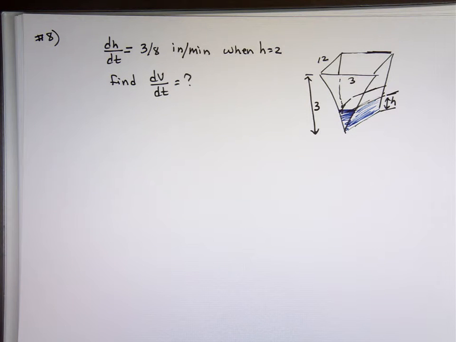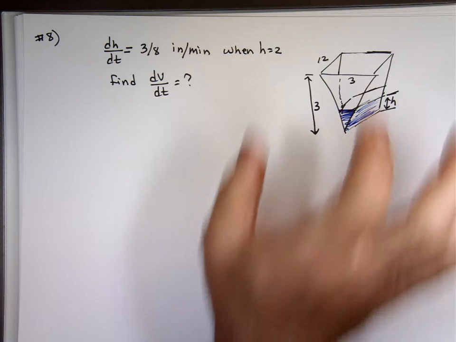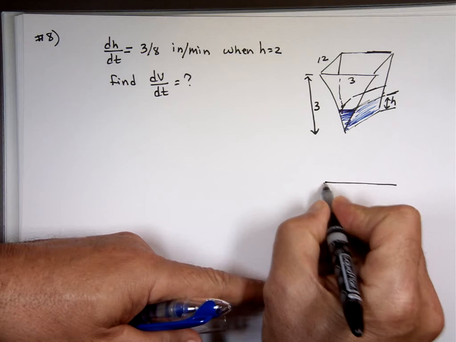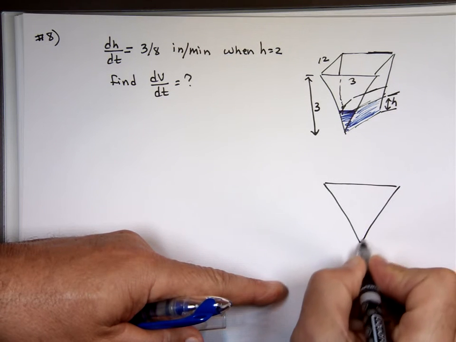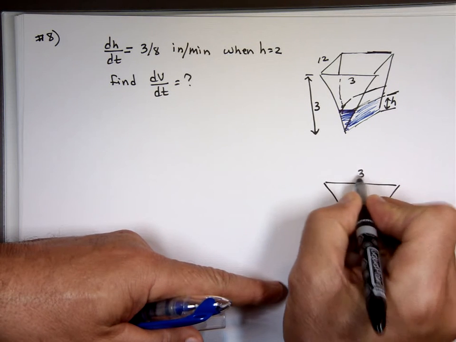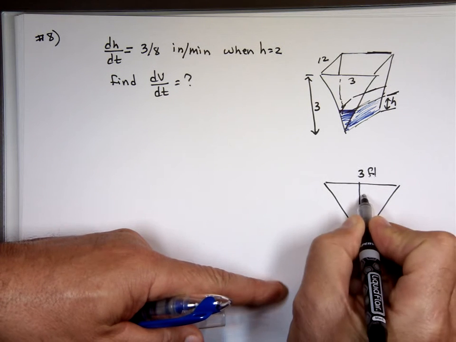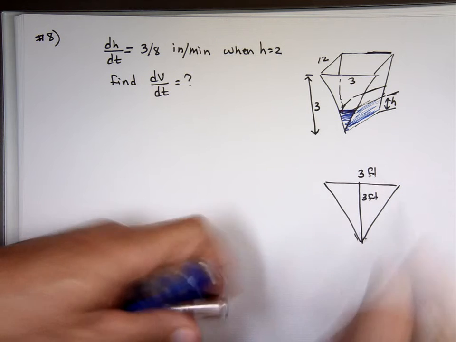Again, I need to look at the water there and find a relationship between the volume of the water in that tank and the height. So if I look at the front alone, this is what I see in the front. This is 3 feet, and this height is 3 feet. And it has water this much.